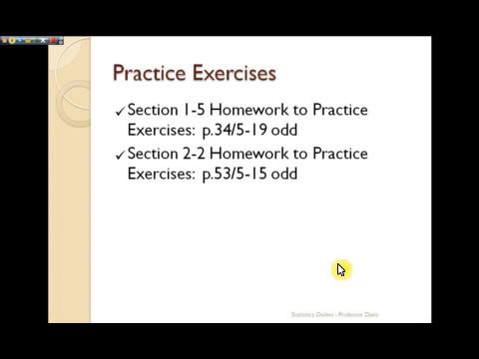So that's the topics checklist for sections 1.5 and 2.2.